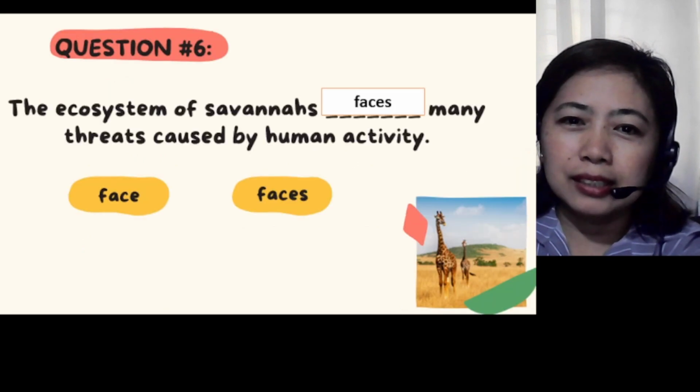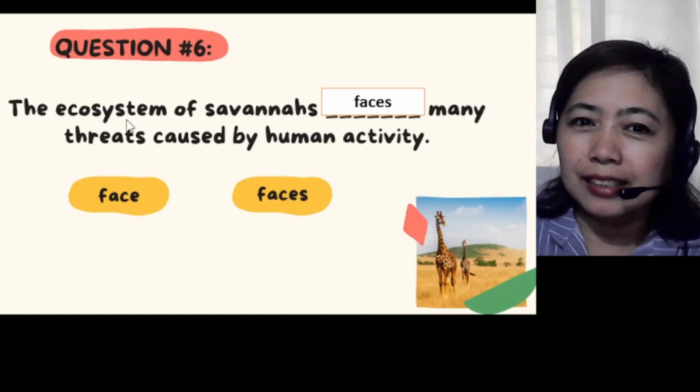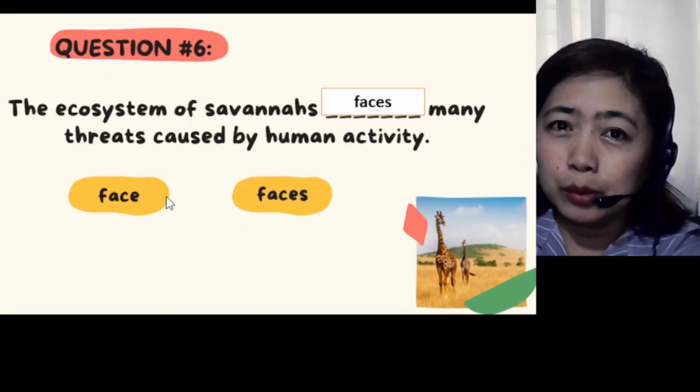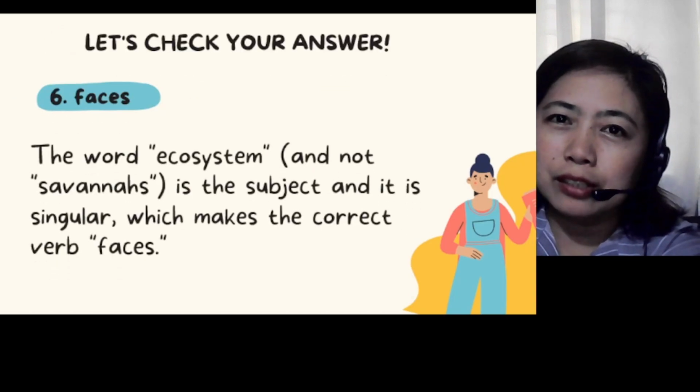So it's ecosystem, not savannas. Ecosystem is the subject. It's only one, so that's singular. It should have a singular verb.